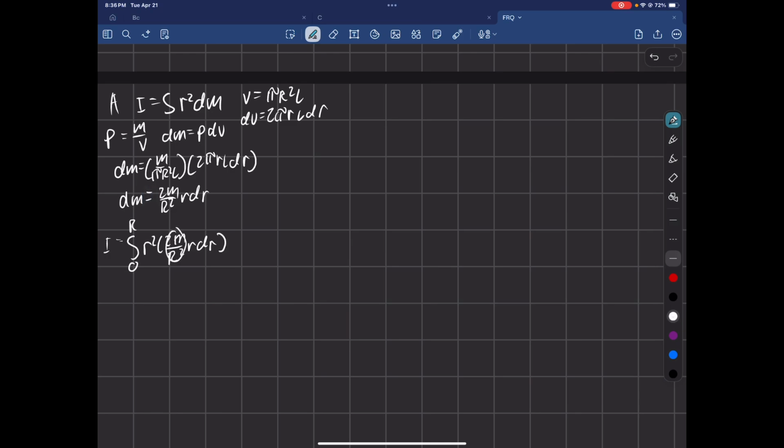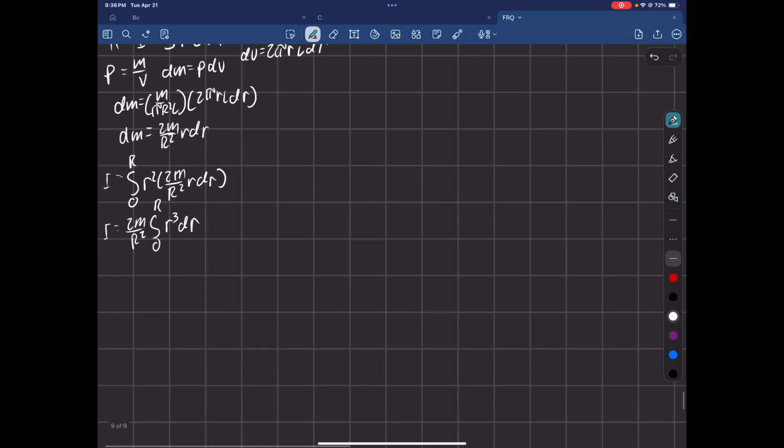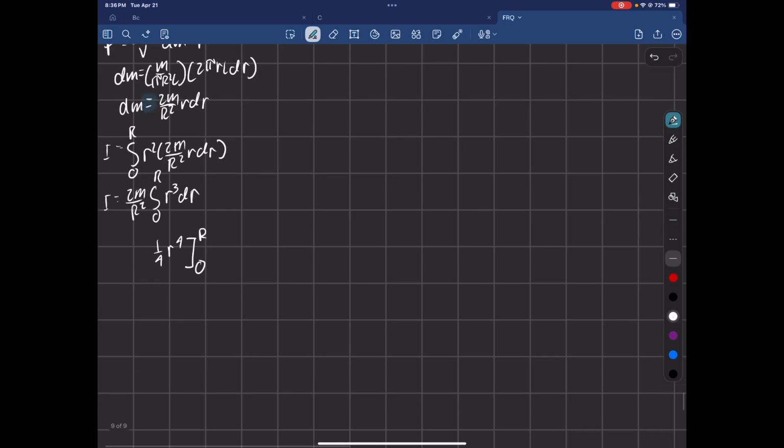And we can pull this outside of the integral, and we're left with r squared on the inside. When we take the integral of this, we're left with 1 over 4, r to the 4th. And plugging in 0 would just make this 0. When we plug in r and multiply by the constant out front, we're left with I equal to 1 over 2 m r squared.